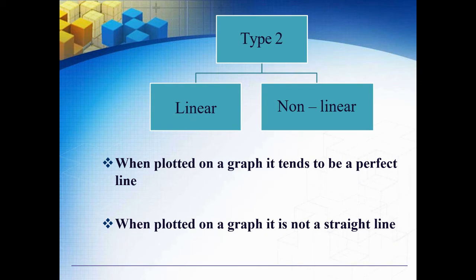So in type 2, we have the linear and then nonlinear. Normally for linear, when you plot it on a graph, it tends to be a perfect line. When we say a perfect line, when the value of one increases, the other one also increases going to the right, and the other variable is going up if we put it on a graph. When plotted on a graph, nonlinear is not a straight line. When we say it's not a straight line, meaning the values are scattered. So that is the one that is nonlinear.